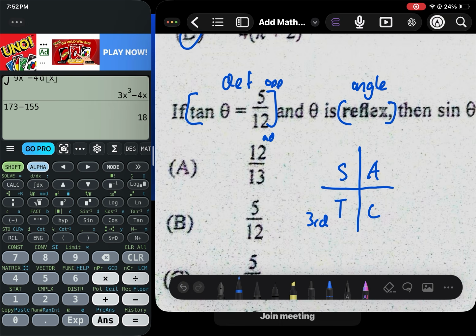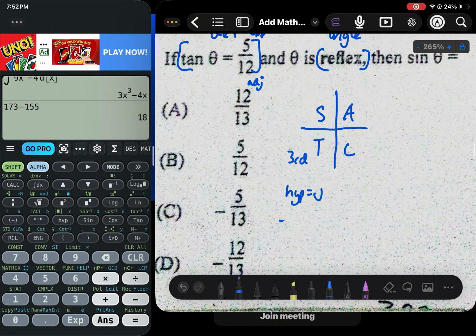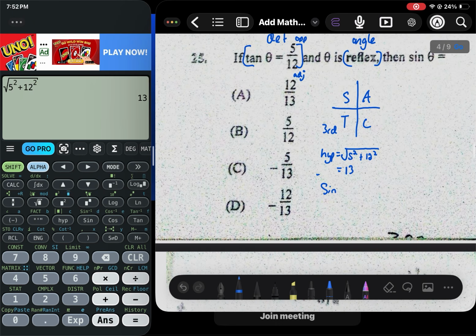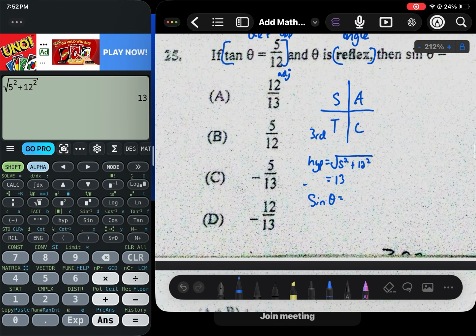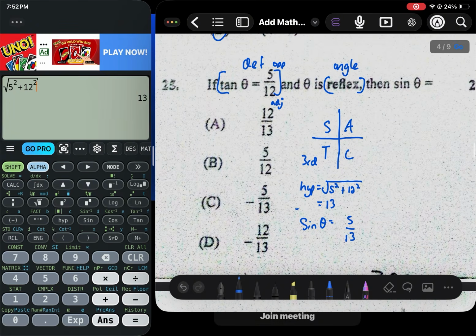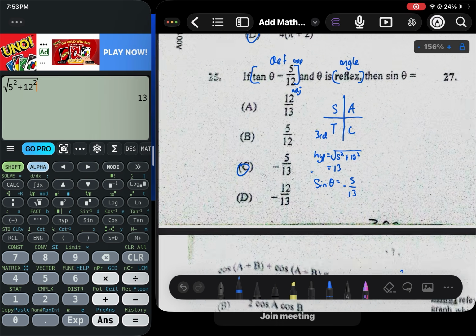over adjacent. So we need to find our hypotenuse, and we know that the hypotenuse is the largest side. So we can find it by finding the square root of 5 squared plus 12 squared, which gives us 13. So sine angle would give us opposite over hypotenuse, which is 5 over 13. However, in the third quadrant, sine is negative. So it'd be negative 5 over 13, which is C.